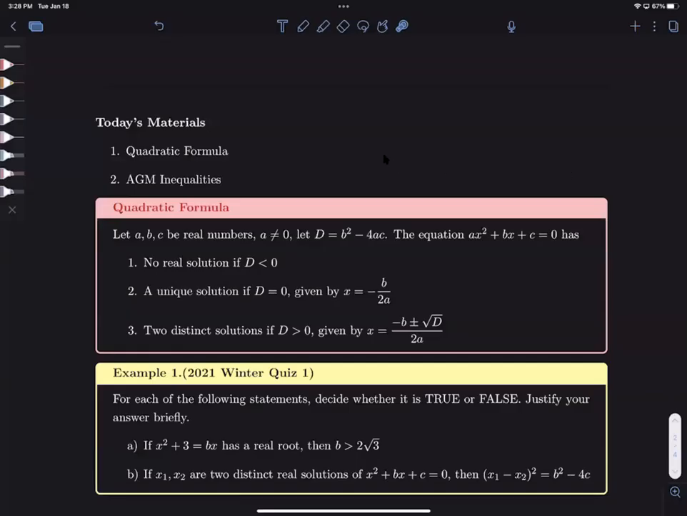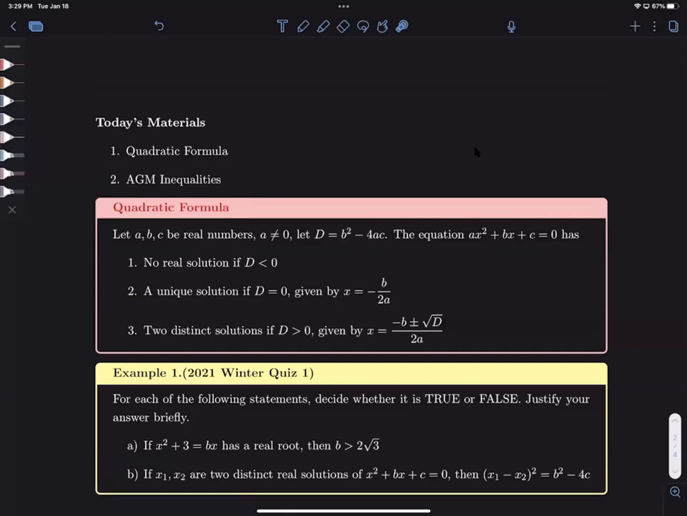And today we're going to talk about quadratic formula and AGM inequalities, which will be on your quiz. Okay, so my guess is that you have 3 questions. One of them is about quadratic formula, and 2 of them are about inequalities, not necessarily AGM, but inequalities. So you should know not just the AGM inequality, you should know from basic fact as well. We'll talk about that in a moment, but let's focus on quadratic formula for now.